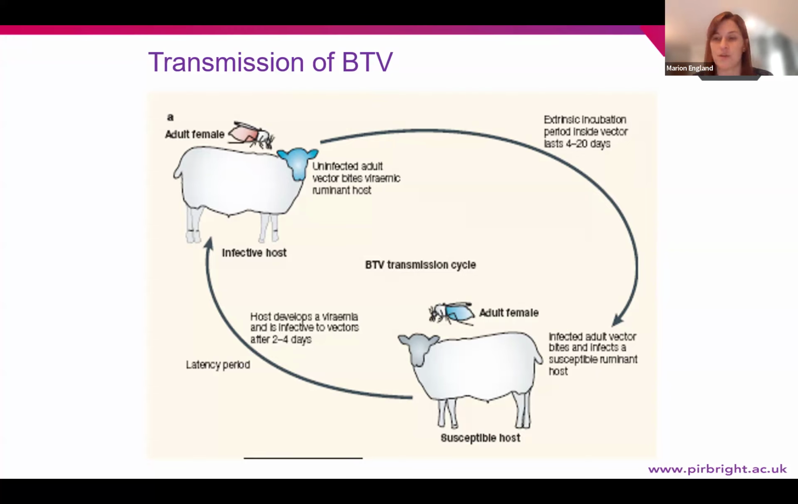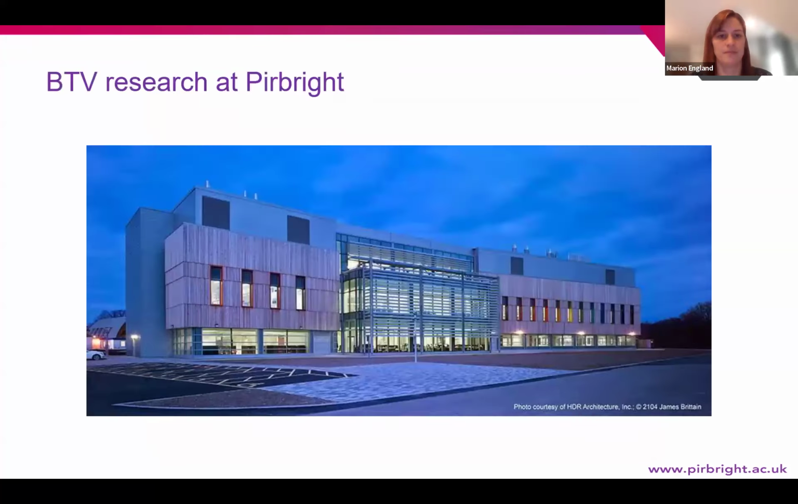And then when the adult female has digested her blood meal, laid her eggs, and she's ready to take another blood meal, she then bites an uninfected animal and spits the virus into the uninfected animal as she's feeding. And then the virus enters the susceptible sheep, and then it replicates within the sheep. And that takes about 2 to 4 days before another midge will come along, take a meal from that now infected sheep, and be able to take up the virus. And we just keep going round and round.